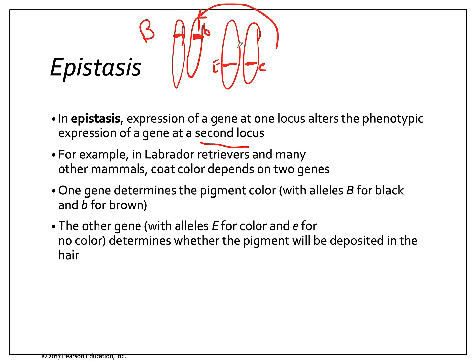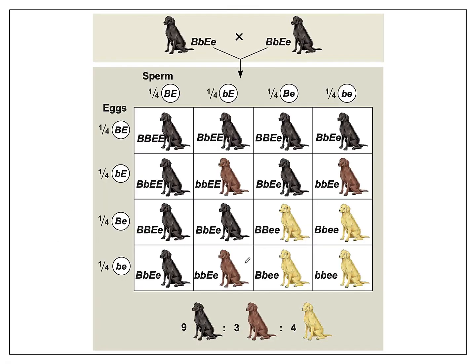Notice now that we have two different alleles that we're looking at. So we're going to be looking at a dihybrid cross here. So if we take two black Labradors, big B codes for black labs, little b codes for brown labs, big E codes for yes, you have color, and little e codes for no color. So if you cannot express your black or brown color, you end up as a yellow lab.